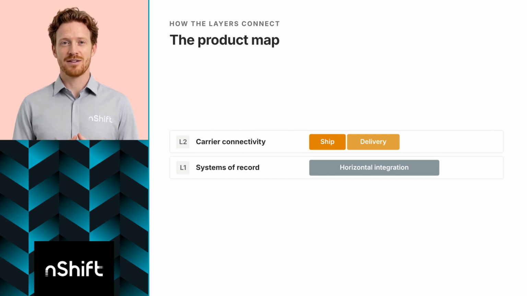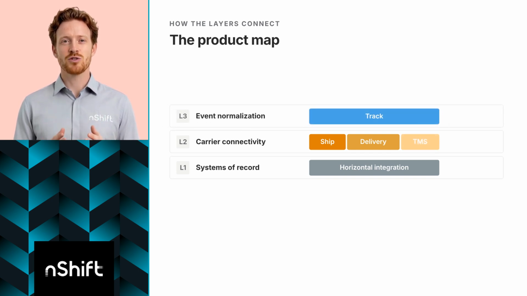Layer 2, carrier connectivity. Two products live here and they overlap. nShift Ship is the enterprise carrier network, over 1,000 pre-integrated carriers. nShift Delivery is the self-sign-up version for SMB and mid-market. Most enterprise 3PLs land on Ship. For the B2B pallet flows, nShift TMS sits alongside, handling transport planning.